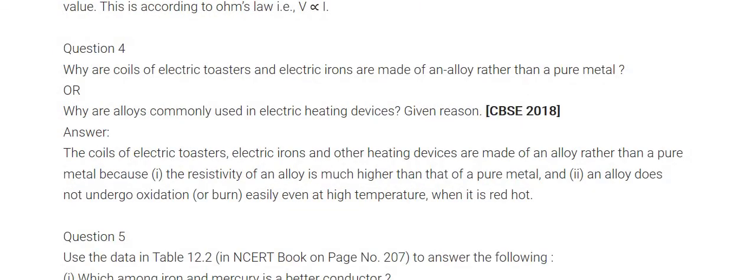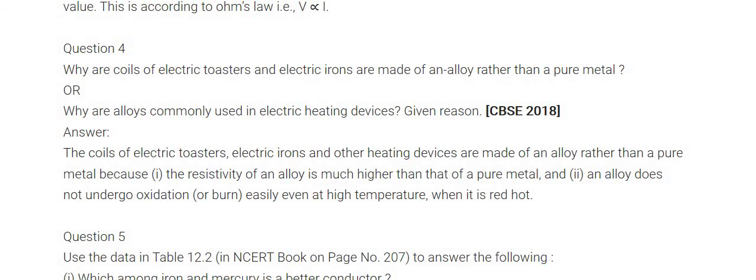Next question. Why are the coils of electric toasters and electric irons made of an alloy rather than a pure metal? It is also asked in another way: why are alloys commonly used in electric heating devices? Give your reason. It was also asked in the CBSE 2008 paper. So let's see the answer.